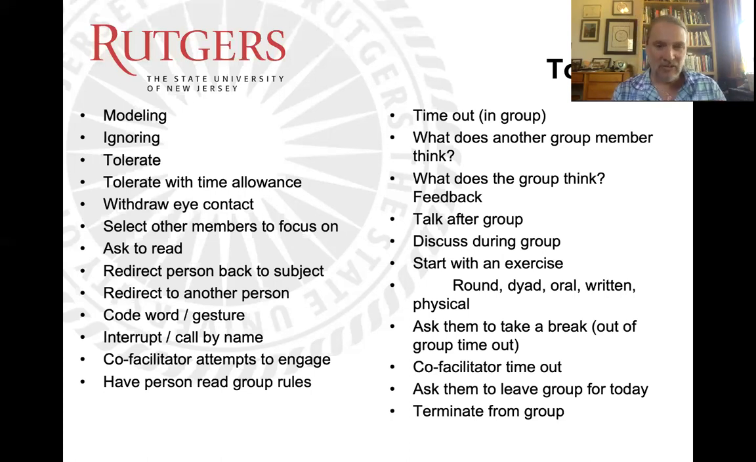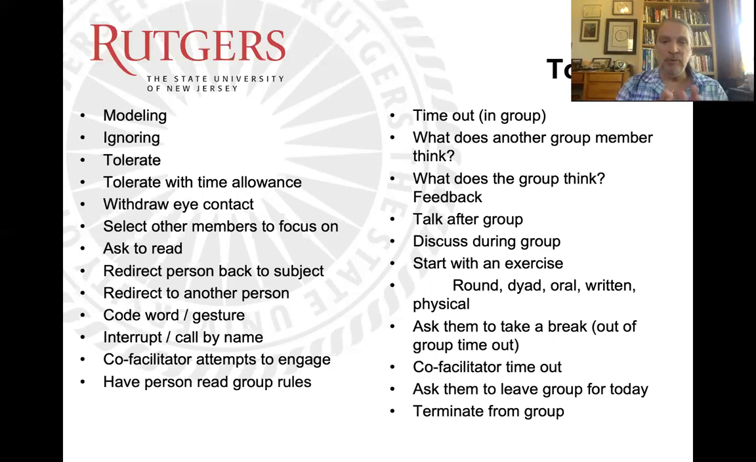And as we can see here, there's a whole list of things. You can have people read. You can redirect back to the subject or back to another person. You can do some one-to-one time with that person outside of group, talking to them about why this behavior doesn't work, or working out a cue between you and them, so that you can remind them when they're kind of stepping out of line and they can rein it back in again. You've got your exercises here, the rounds, the dyads, et cetera, taking time out.